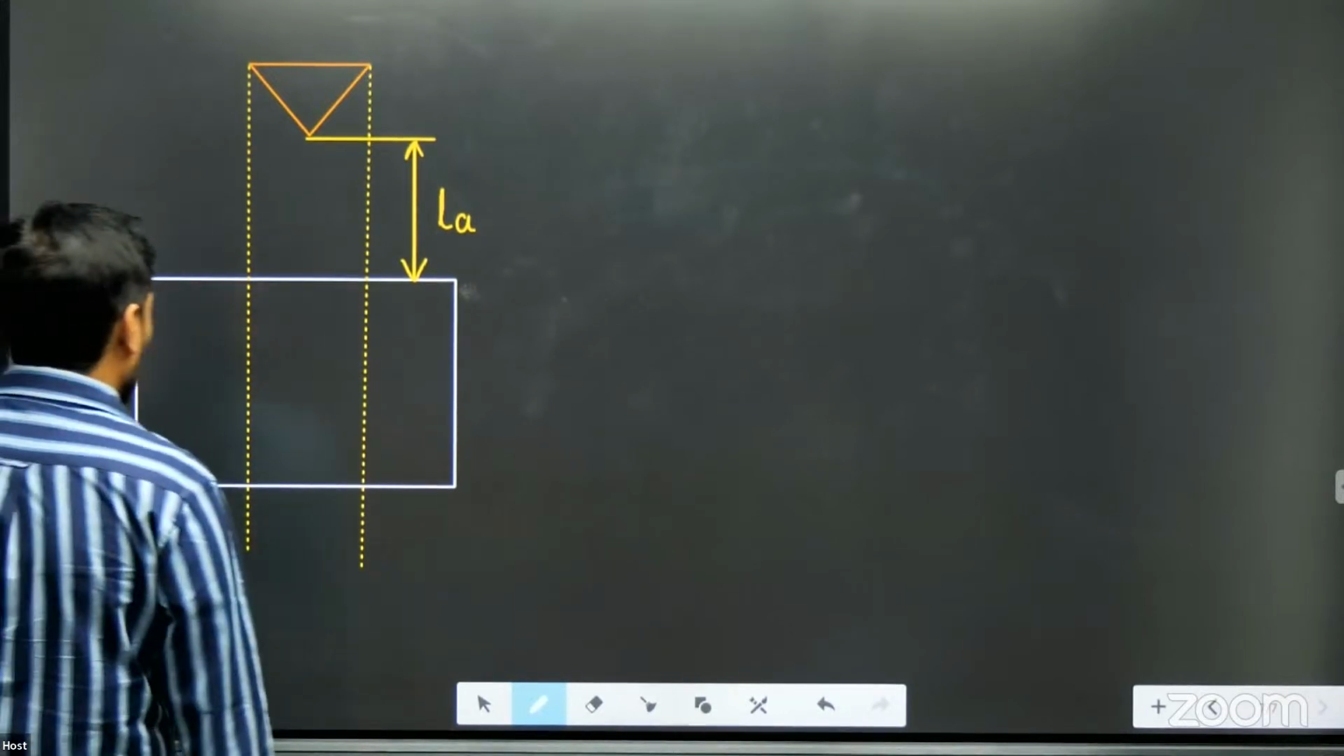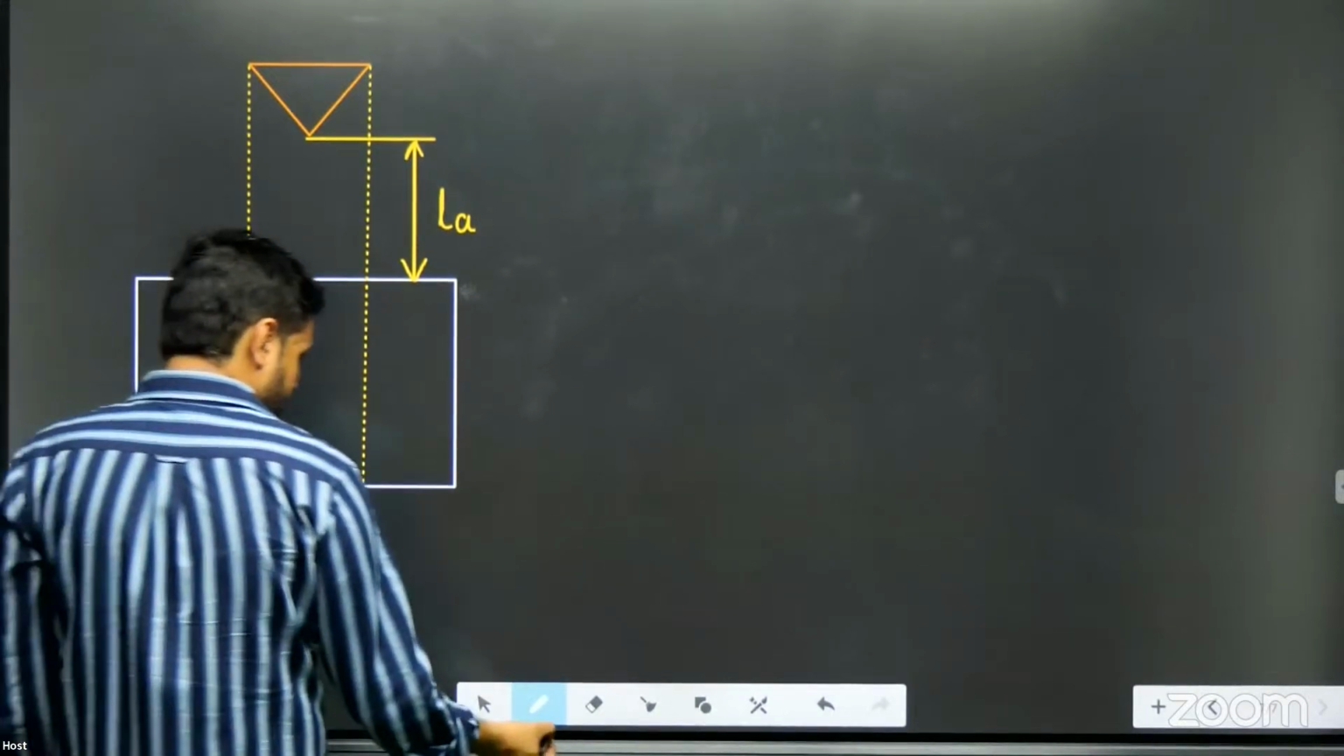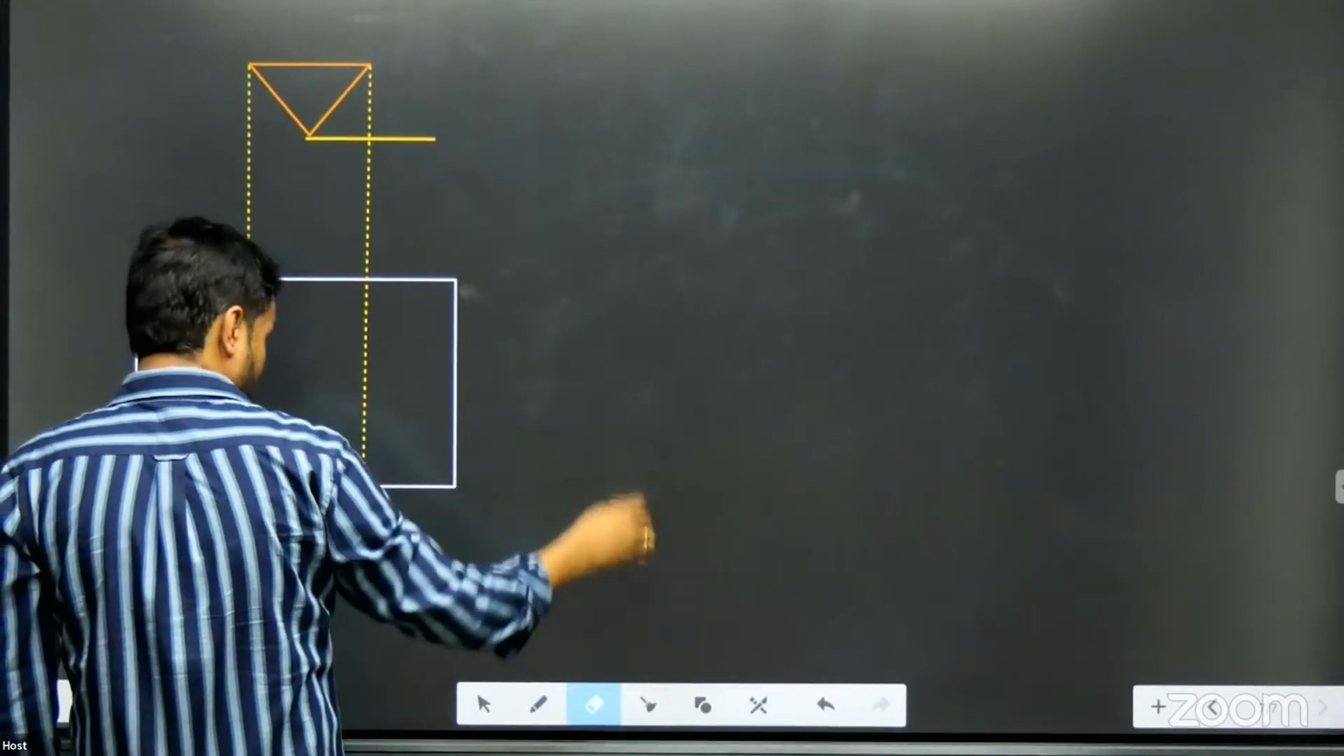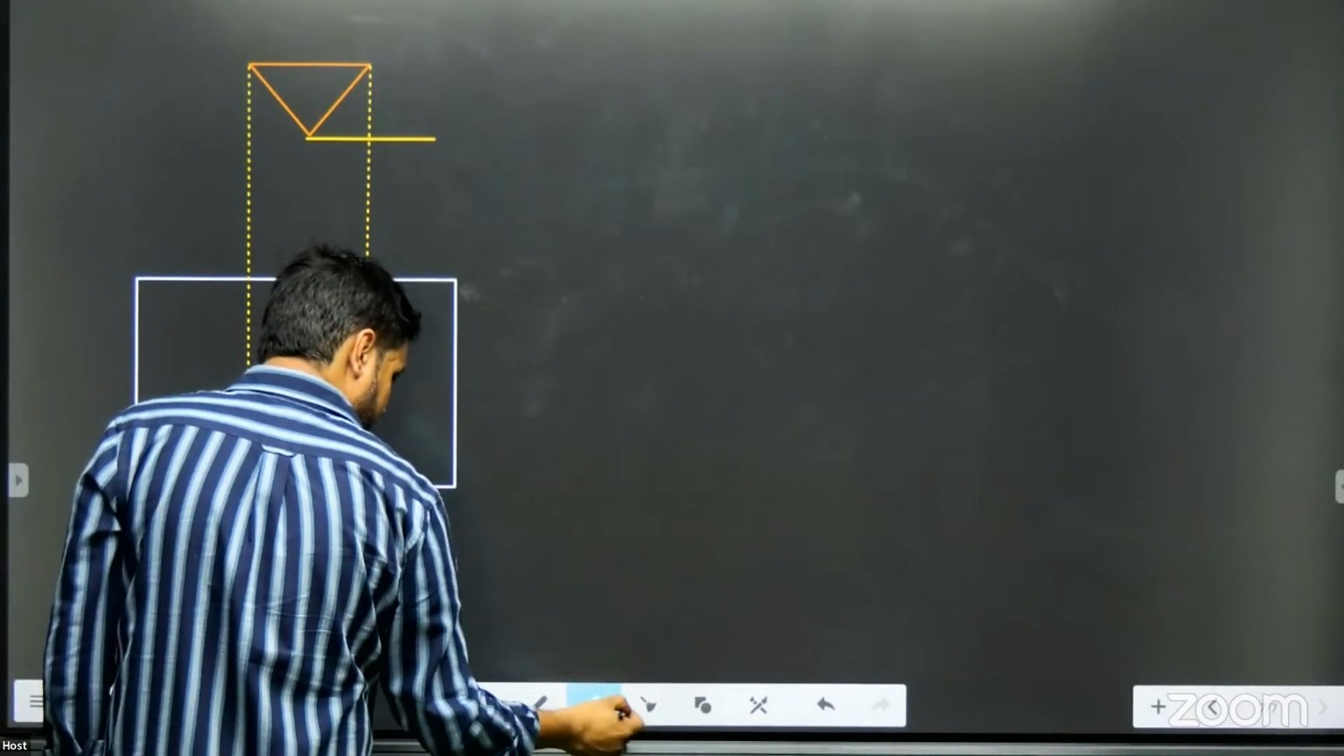Okay. Now, or not approach like this. This is not the approach. I'm sorry. Sorry. Let me draw that drill bit again.